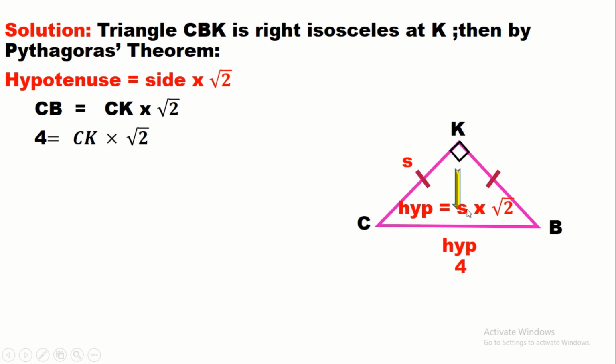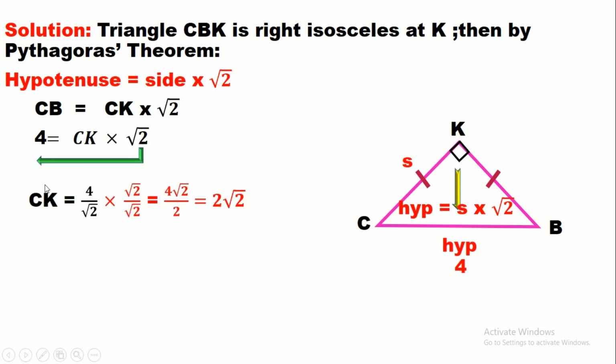So CB equals CK times radical 2. Now we just replace them. We move radical 2 to the other side. Times becomes divided by. So CK equals 4 over radical 2. We have a radical in the denominator, so we rationalize. We multiply by radical 2 on both the denominator and the numerator. Then it's 4 radical 2 over 2. We can simplify 4 by 2 to get 2 radical 2. As you see, the same answer.